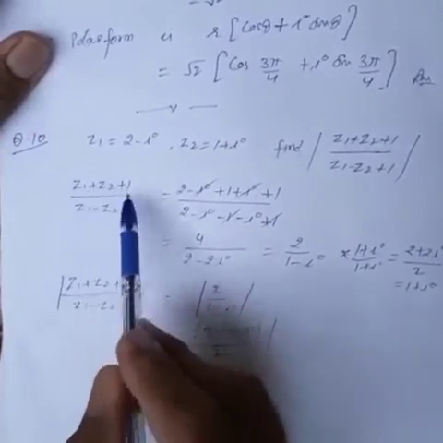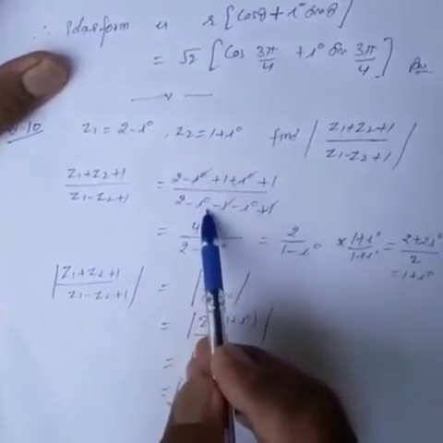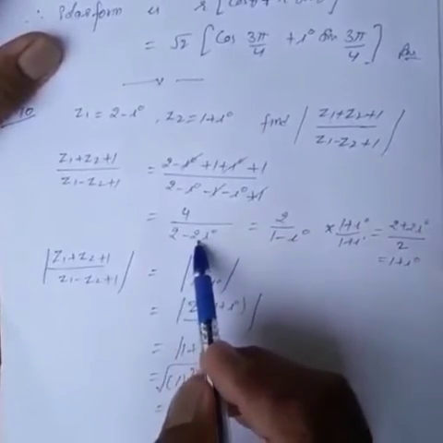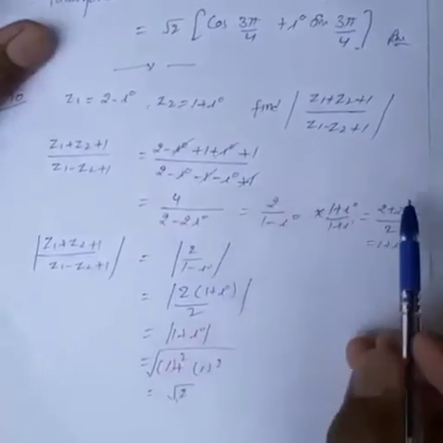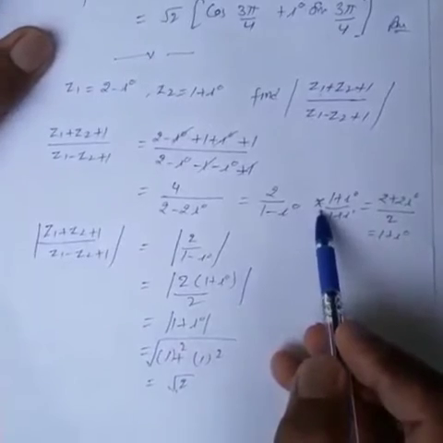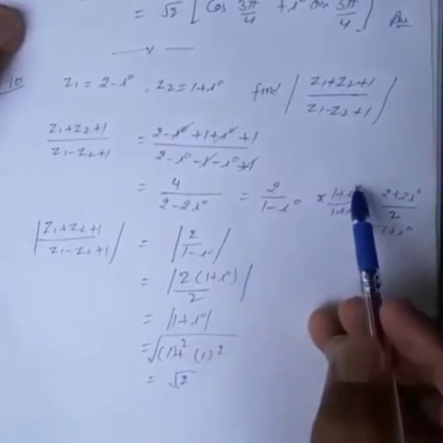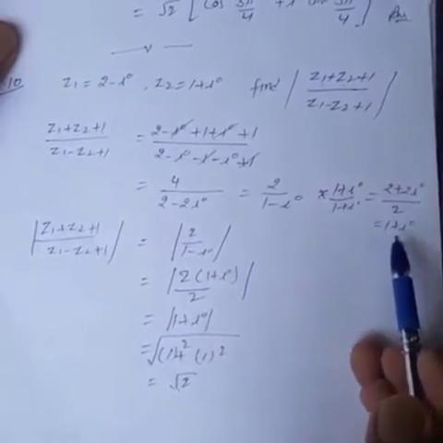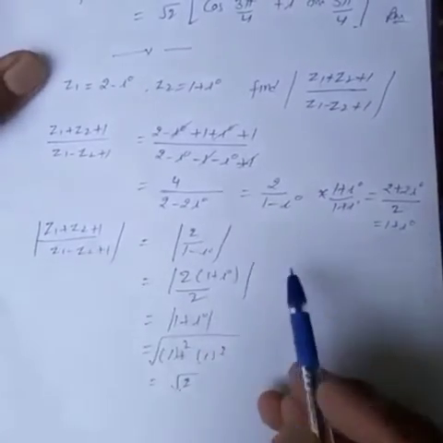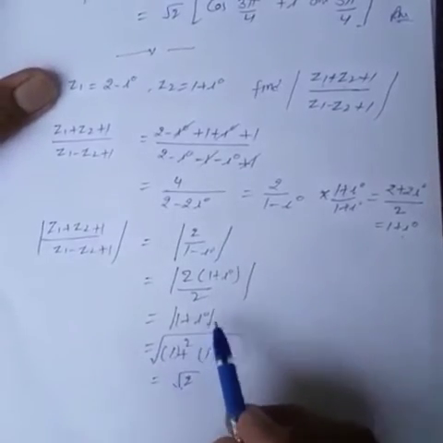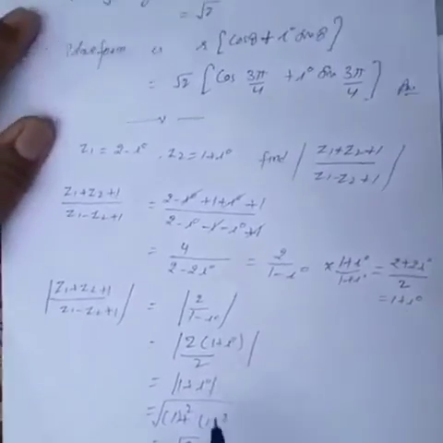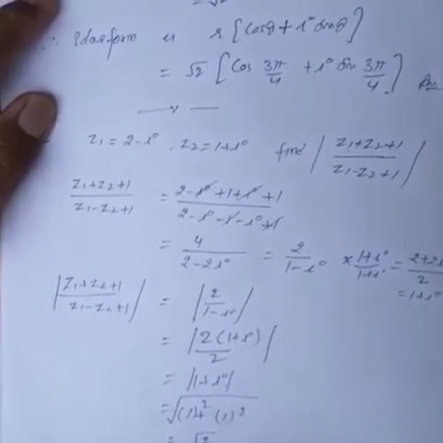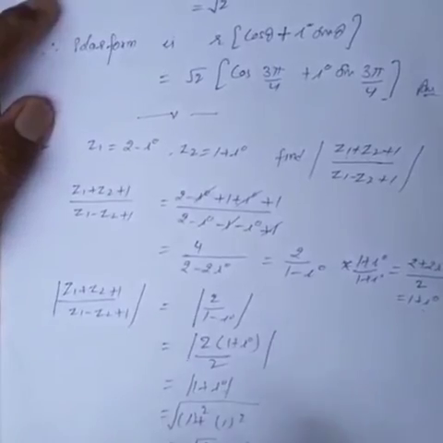Put the values of Z1 and Z2 in the numerator as well as in the denominator, and after simplification we will have 4 upon 2 minus 2 iota. Cancel 2 and rationalize it. We want to write this in the standard form. So after rationalization we will have 1 plus iota, and then the mod of this, it means the mod of 1 plus iota, which can be written as root of 1 square plus 1 square, and it is root 2. I hope this is the answer and it should be clear to you.